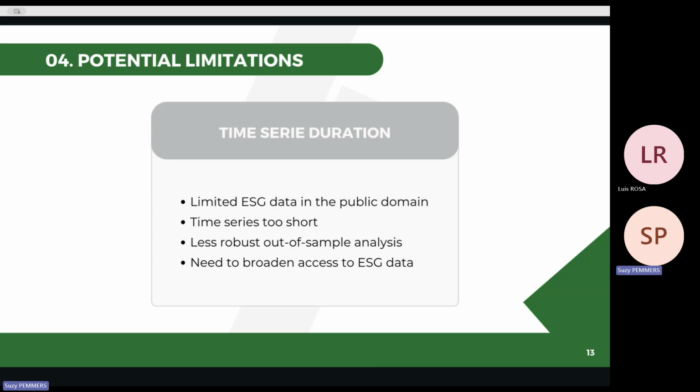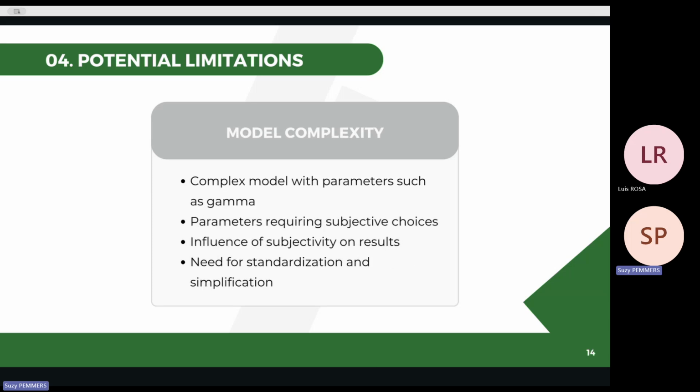Another challenge is the limited availability of ESG data in the public domain. This restricts the length of time series available for analysis, making the results less robust. Improving access to and coverage of ESG data over time would enable better model validation. And finally, the complexity of the model relies on parameters such as the gamma coefficient, which require subjective choices. These choices can influence the results.